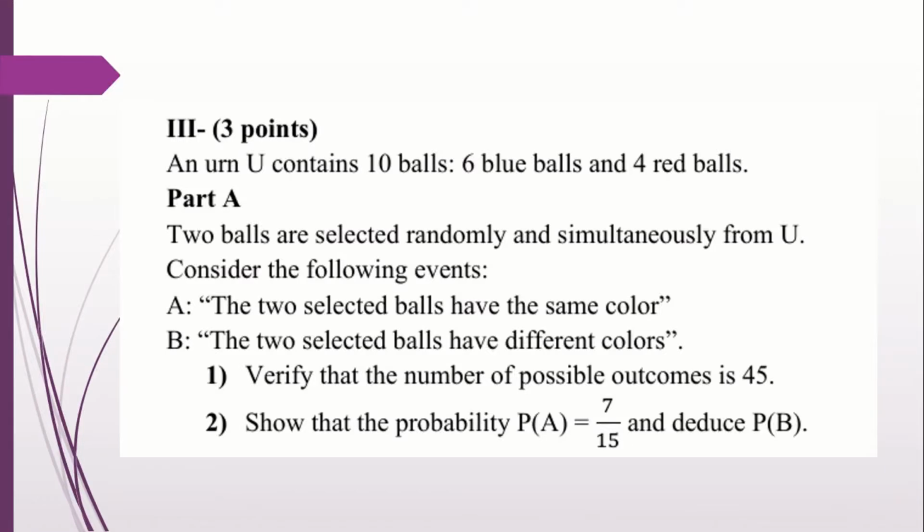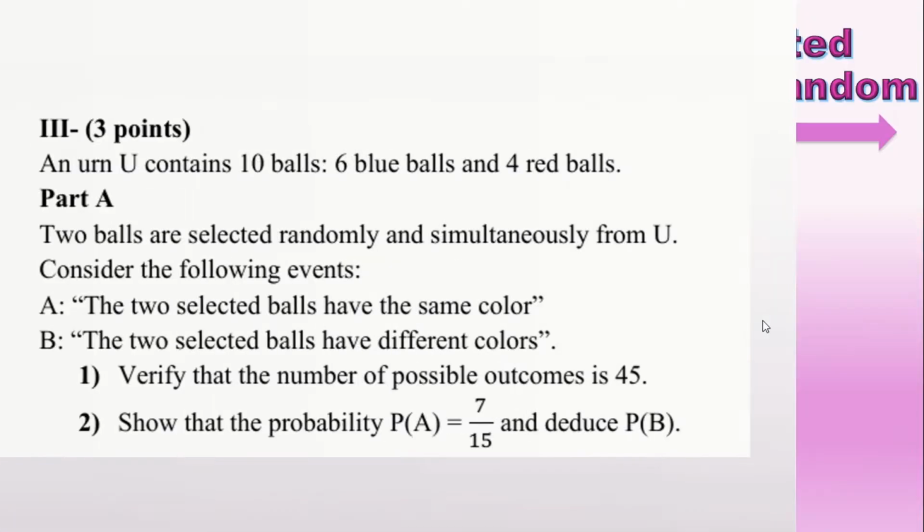Now let's start together. We have an urn that contains 10 balls. 6 of them are blue and 4 are red. 2 balls are selected randomly and simultaneously from the urn. Consider the events. The event A, the 2 selected balls have the same color, and the event B, the 2 selected balls have different colors. Now in part 1, verify that the number of possible outcomes is 45.